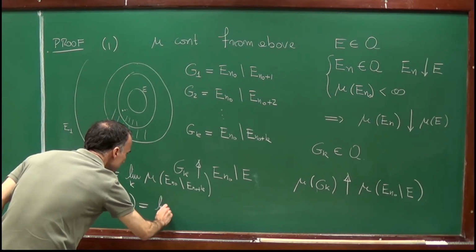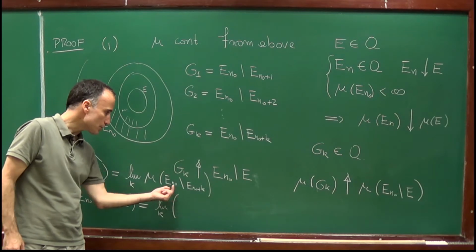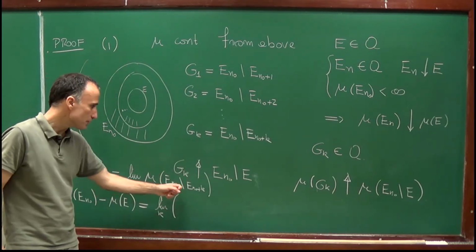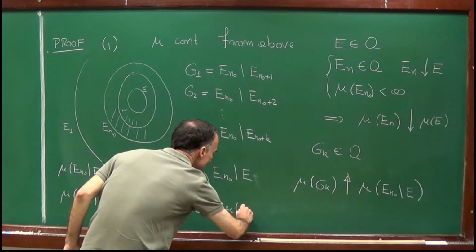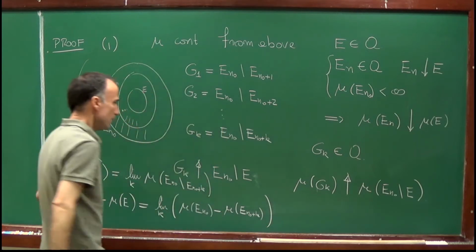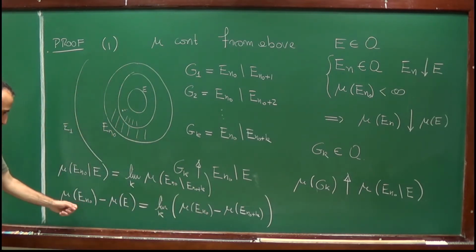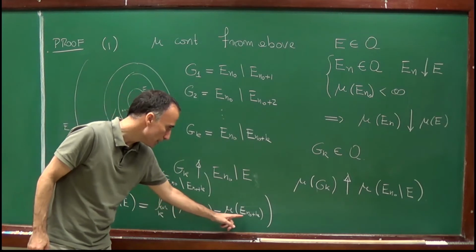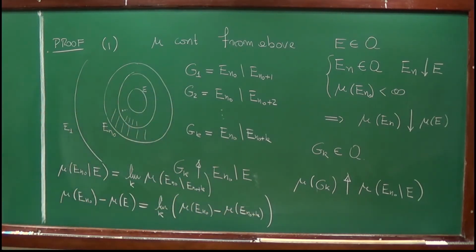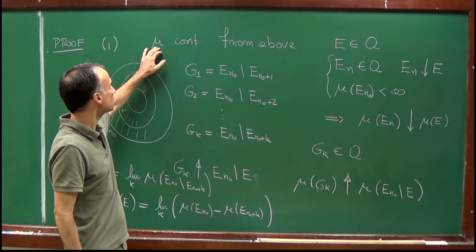And this is equal to the limit in k. By the same reasons, since this set has finite measure, this one which is contained in this one has finite measure, and therefore the measure of the difference is the difference of the measures. So this is mu of En0 minus mu of En0 plus k. So what have we proved? We proved that this difference is equal to this limit. Since mu of En0 is finite, we can cancel on both sides, and we obtain that the limit of mu of En0 plus k is equal to mu of E, which is what we wanted to prove. So this concludes the proof that mu is continuous from above at the set E. And since this is general, we have shown that mu is continuous from above.